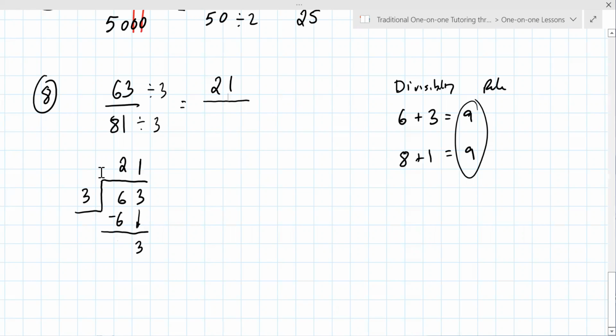Is that something you've seen before, that long division that's familiar to you? Yeah. Okay. Same thing with 81. 3 into 81. 3 goes into 8 2 times. 2 times 3 is 6. You subtract, bring the 1 down. 3 goes into 21 7 times.